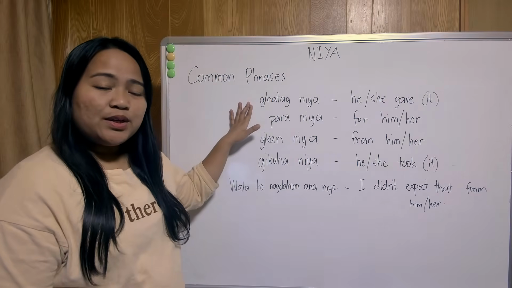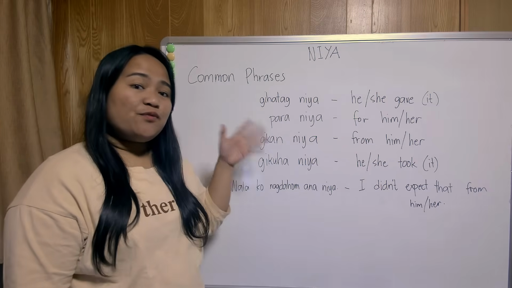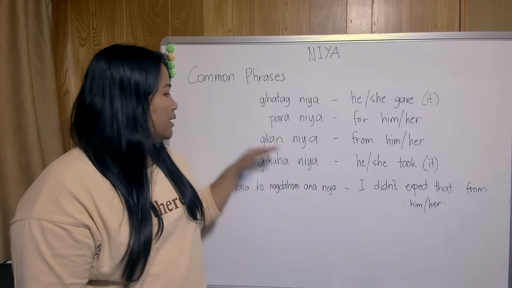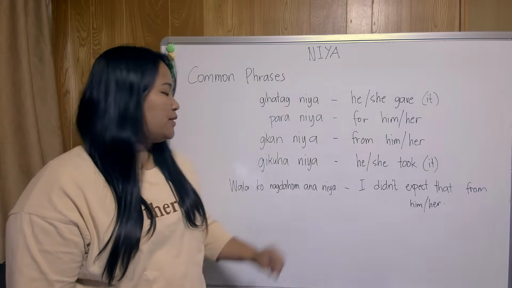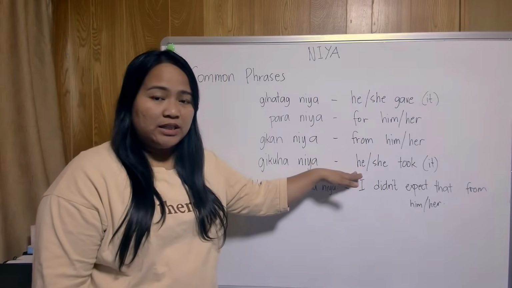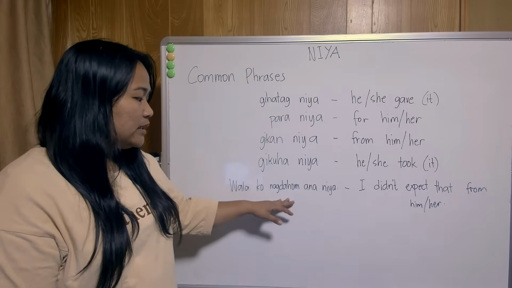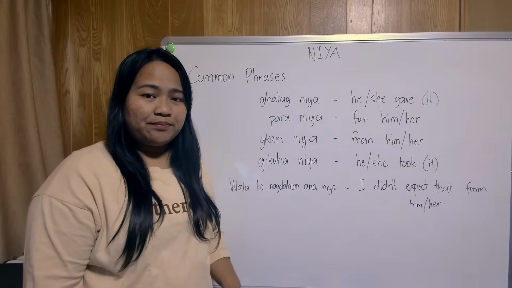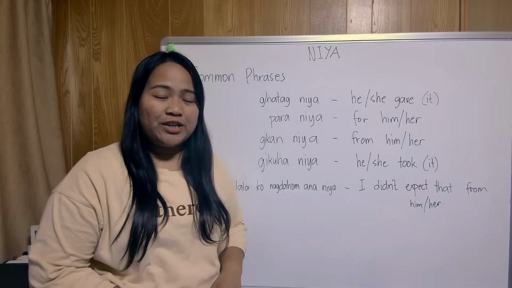So these are the common phrases. Gihatag niya, he or she gave it. Para niya, it means for him or her. Gikan niya, it means from him or her. Gikuha niya, it means he or she took it. And wala ko nagdahom ana niya. It means I didn't expect that from him or her.